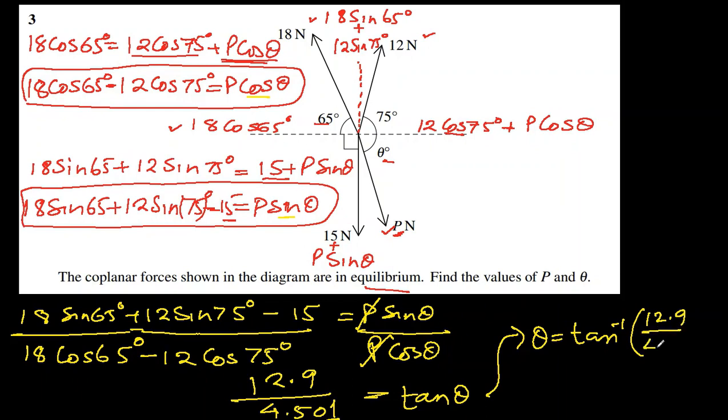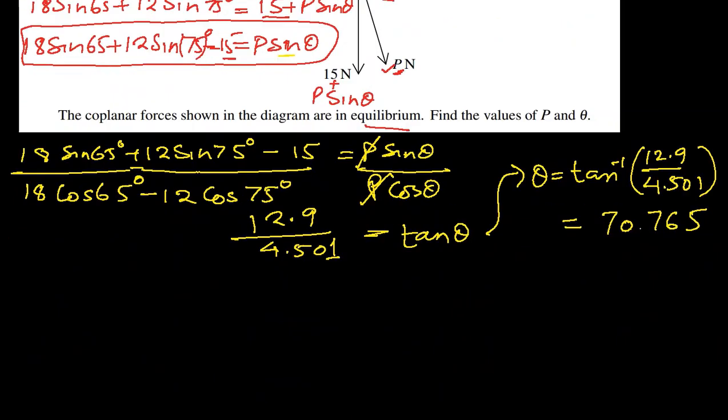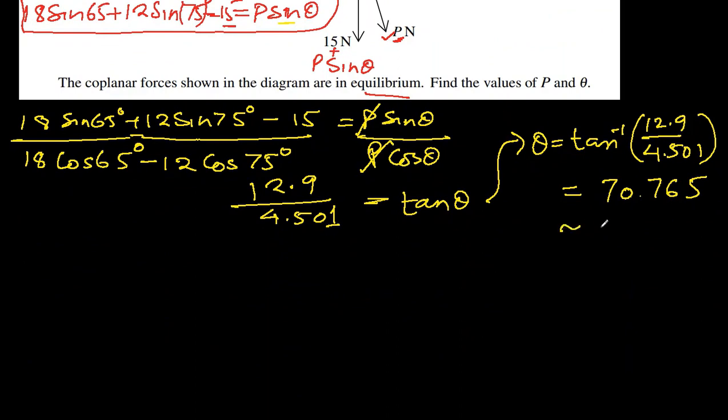12.90 over 4.501. And after using my calculator, I get 70.765 degrees, which we will round off to 3 significant figures, which is 70.8 degrees.